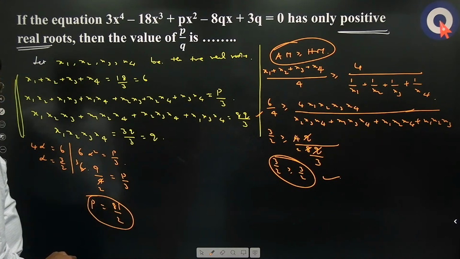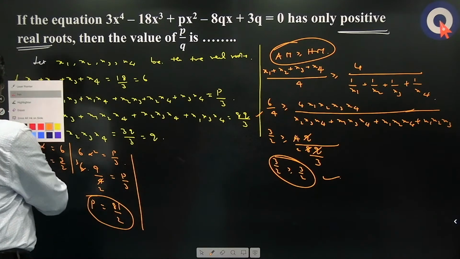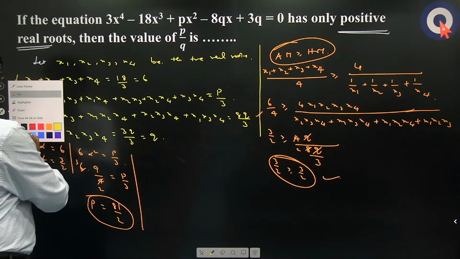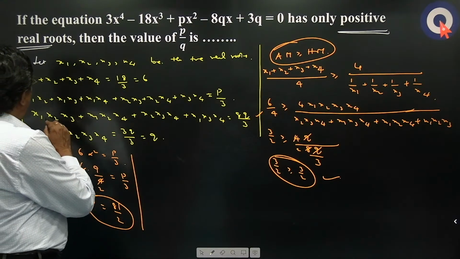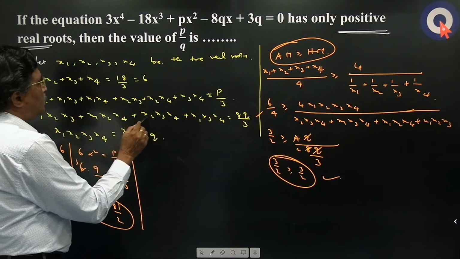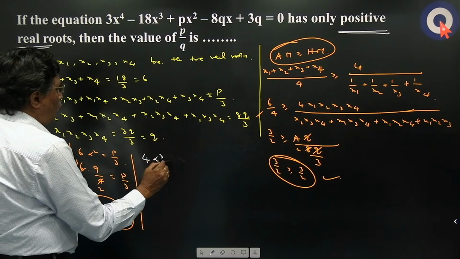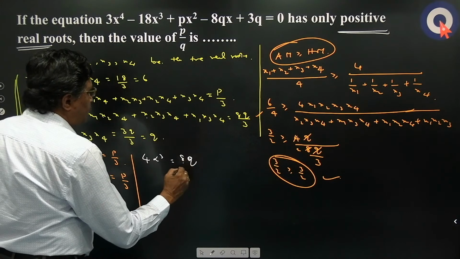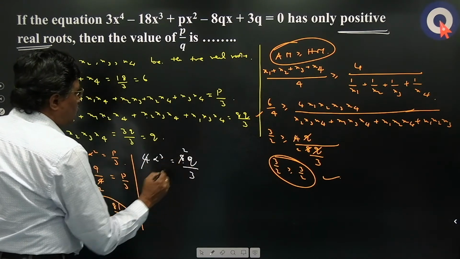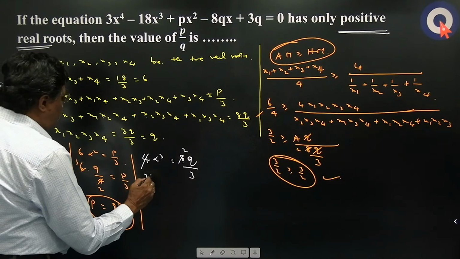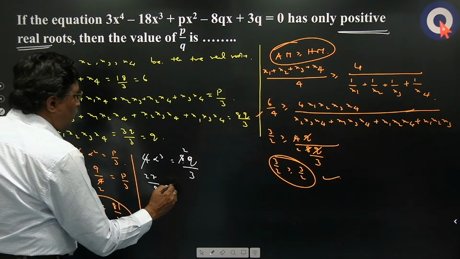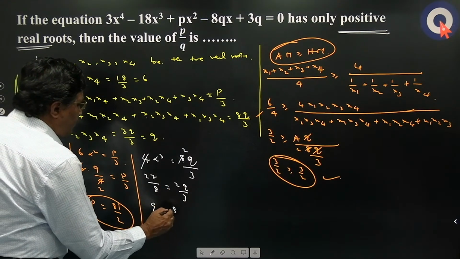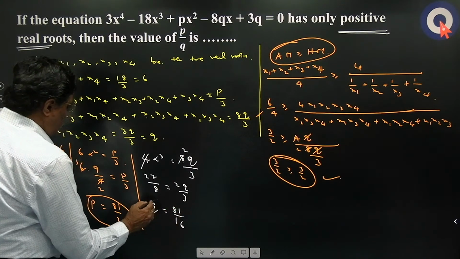And then we need to get the value of q also. So for that, here alpha cube added how many times? 1, 2, 3, 4 times. 4 alpha cube is equal to what? 8q by 3. We'll get rid of 4 here. So alpha is 3 by 2. So this is 27 by 8 is equal to 2q by 3. All right. So q is equal to 27 3 is 81 by 16. So Q is equal to this value.